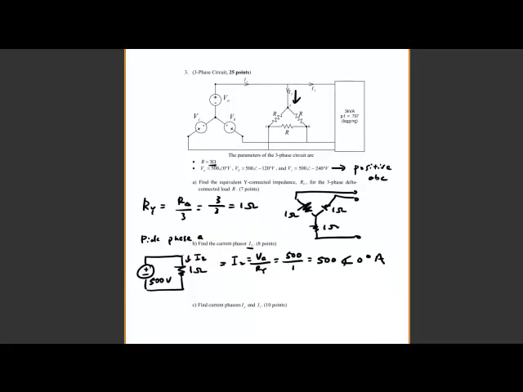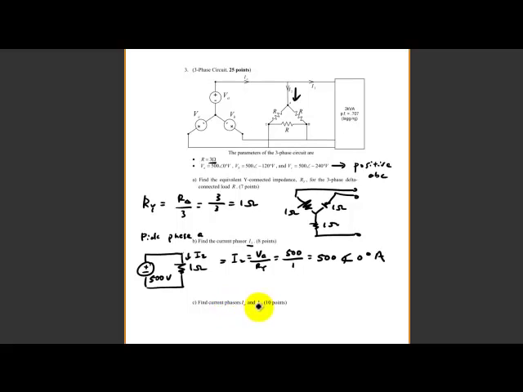The next step would be to find the current in phase A, IA, and I1. So that would be I1 here, and then IA. The relationship between I2, I1, and IA is actually based on KCL, right?